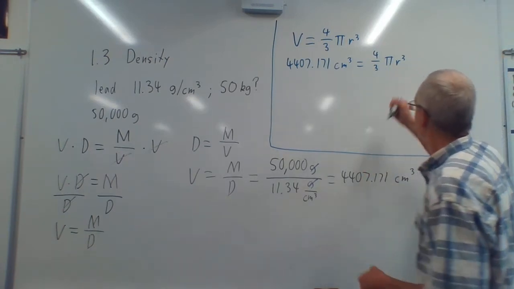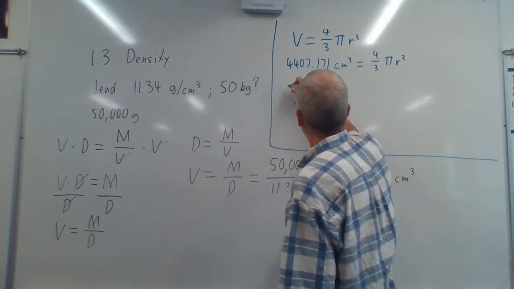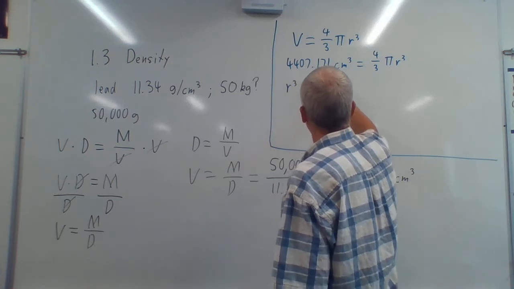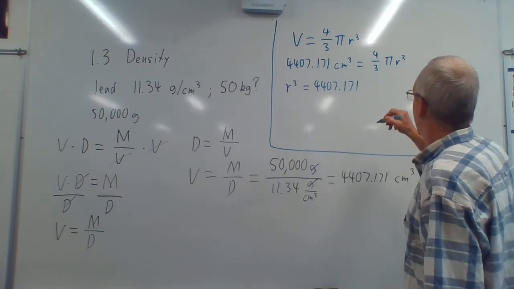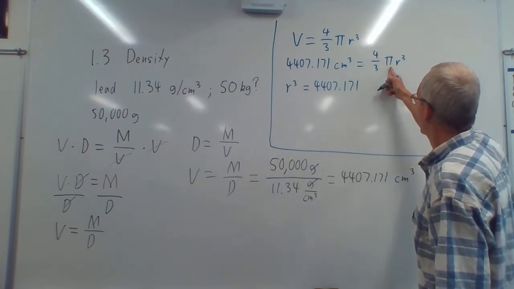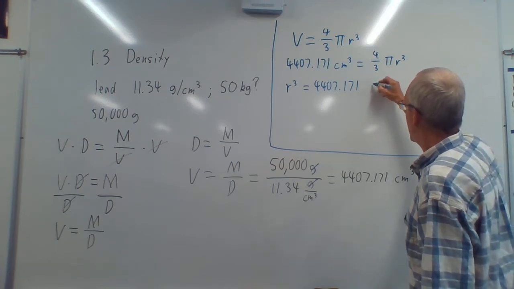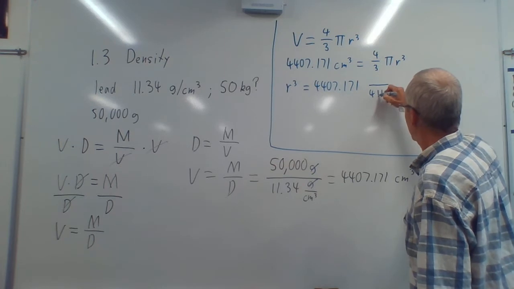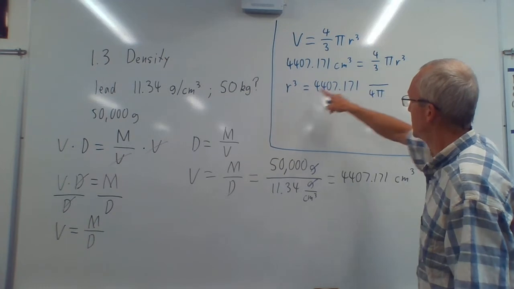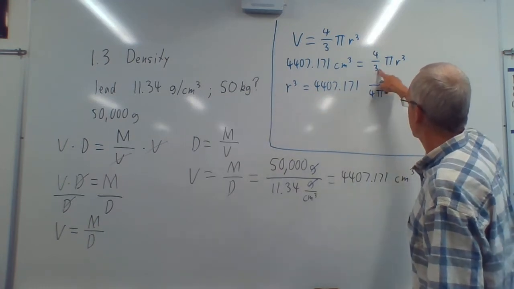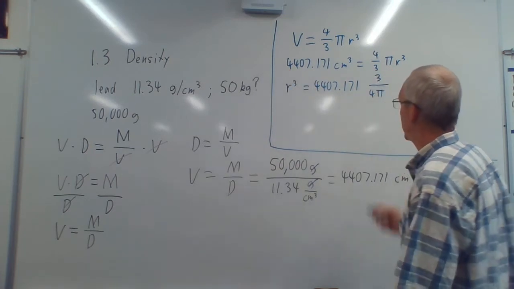Okay, so I'm going to put the r cubed on this side because that's what we're solving for. Just switch the equation around. So I have r cubed equals 4407.171. And let's see, we have a 4 pi in the top over here next to the r cubed. So there's going to be a 4 pi in the bottom over here. So divided by 4 pi, right? We have a 3 in the bottom. We multiply 3 by both sides. It's going to be on the top. So we multiply by 3 there.